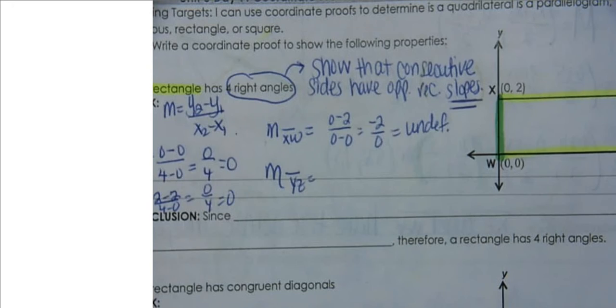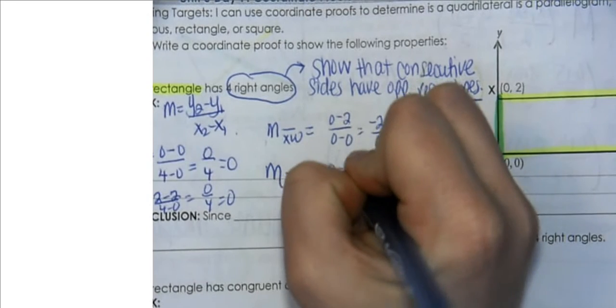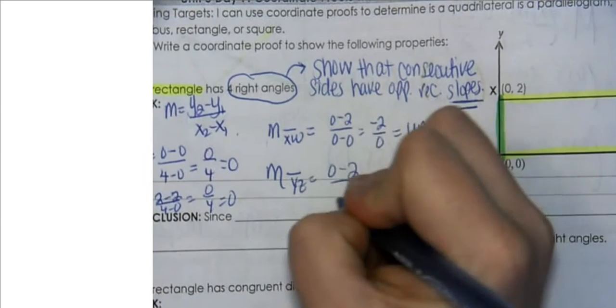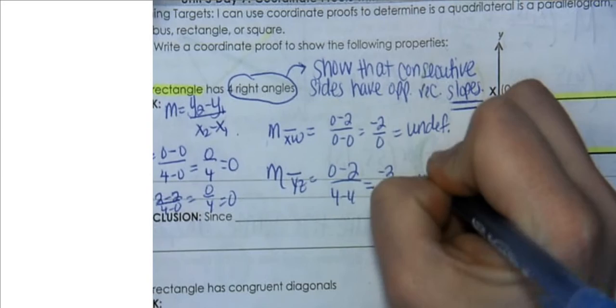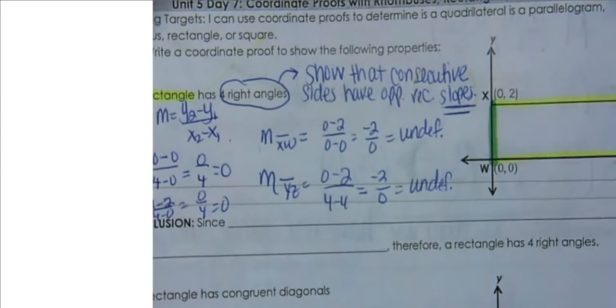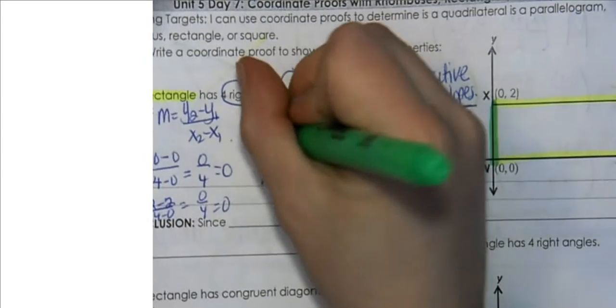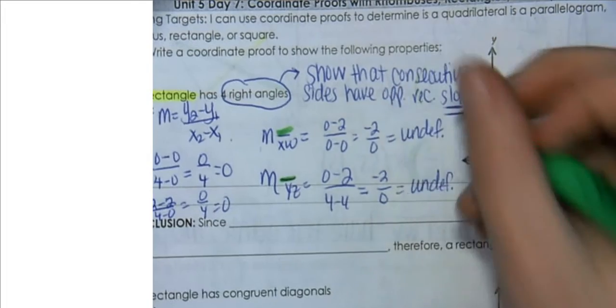Next, we have the slope of YZ. So that means that we have 0 minus 2 divided by 4 minus 4. So that's going to be negative 2 over 0. And once again, that's undefined. So the slopes of my green sides end up being undefined.